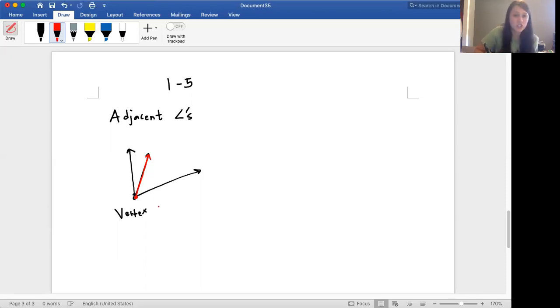So angle 1 and 2 here are adjacent. Another example could be angle 1 and 2 here. These are adjacent, and what's in common is the vertex and a common side.